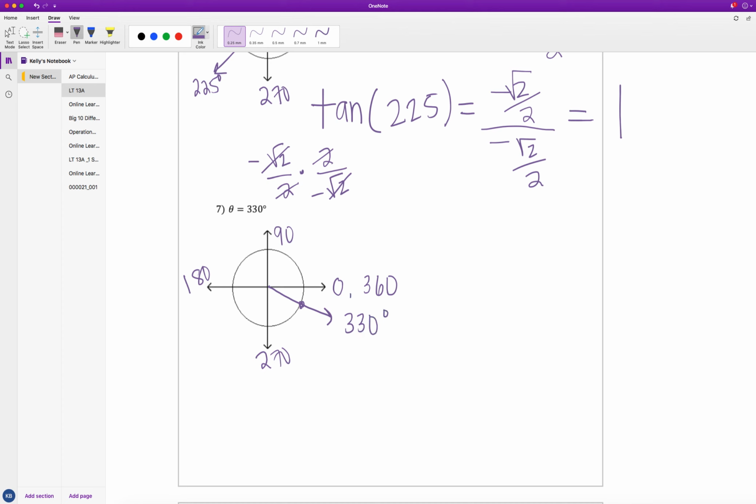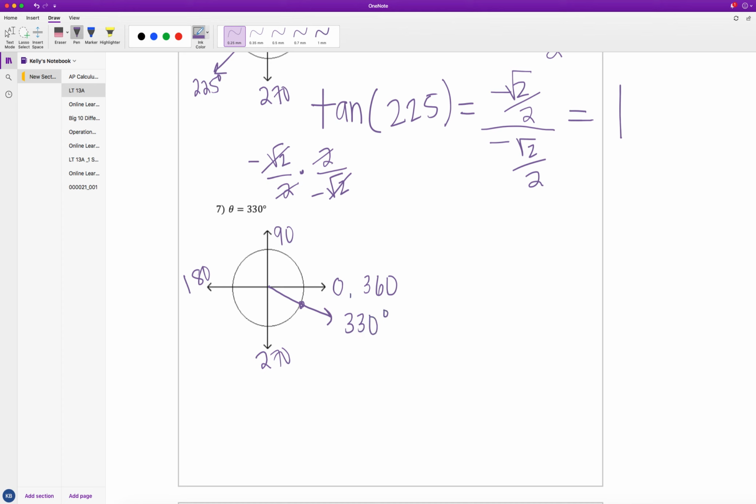So let's do our first one. Sine of 330 degrees. Well, sine from SOHCAHTOA is opposite over hypotenuse, so my opposite side is -1/2 over my hypotenuse, which is 1, so sine of 330 is going to be equal to -1/2. Now if we check cosine of 330, there we go, 330, not 33.